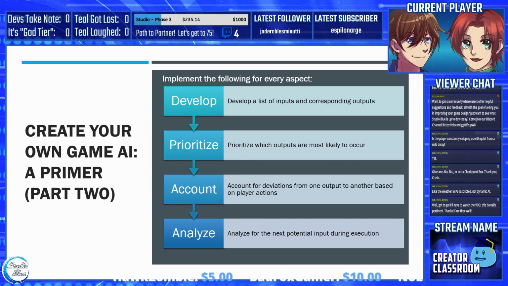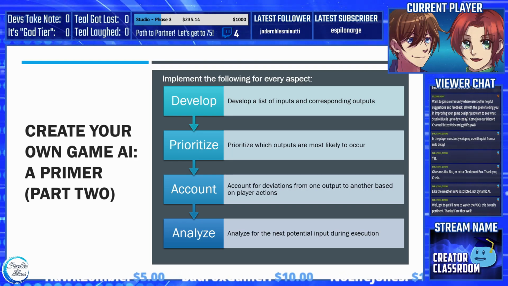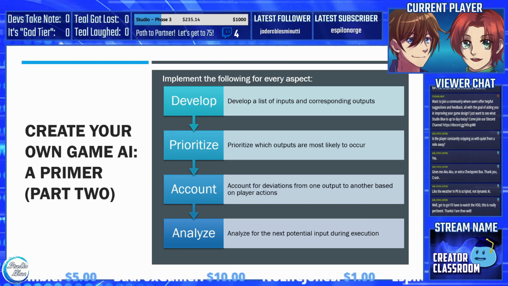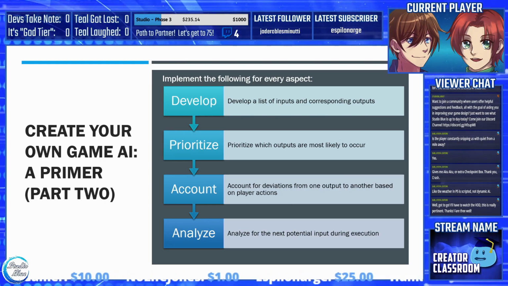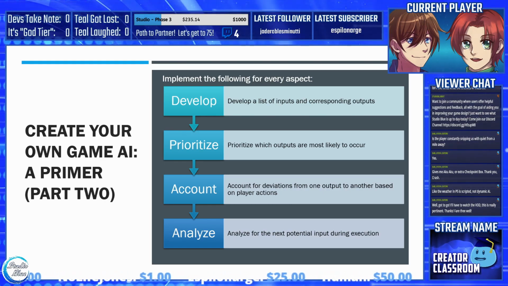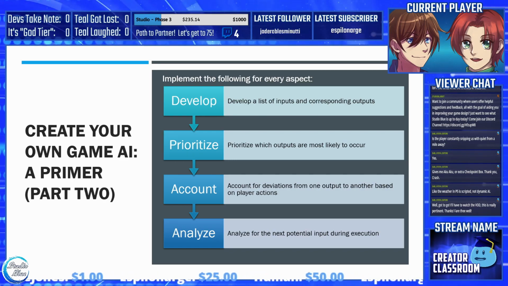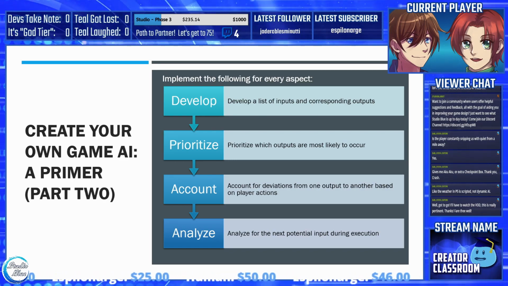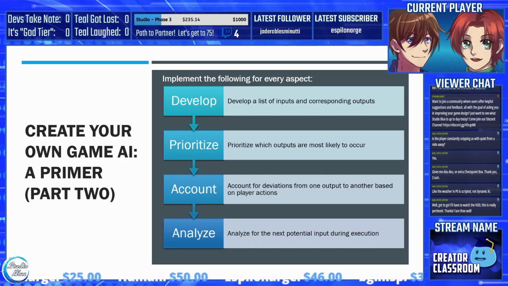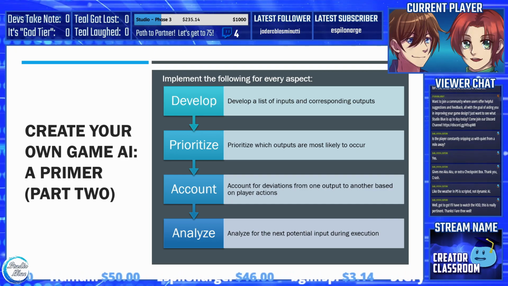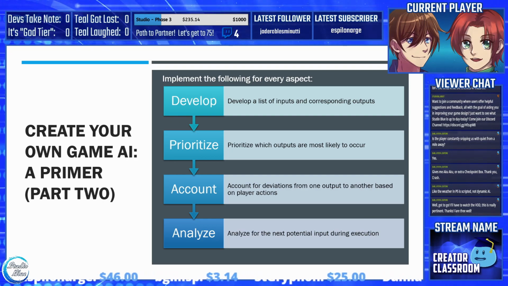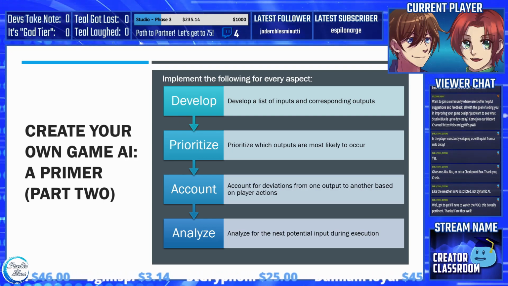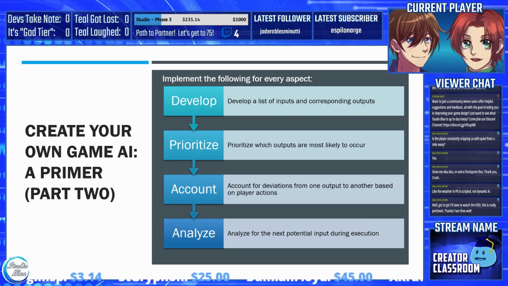And then analyze the next potential input during the execution. While your algorithm is outputting, you're already working out what the next potential output could be. You're running algorithm A, and while you're running it, you're figuring out whether you need to run algorithm A again or run algorithm B. That kind of stuff. Back to the heuristics, right? Because it's got to be the most efficient.